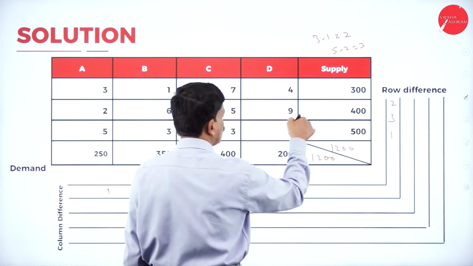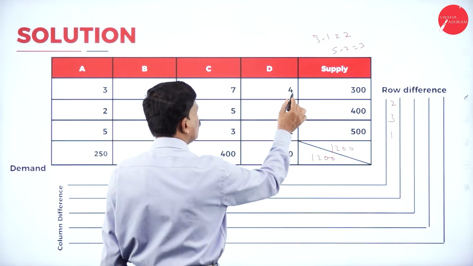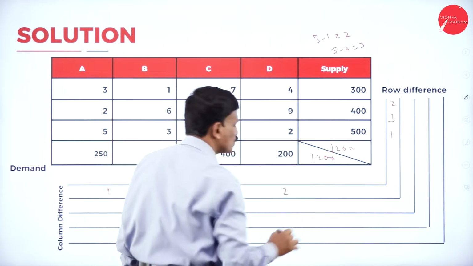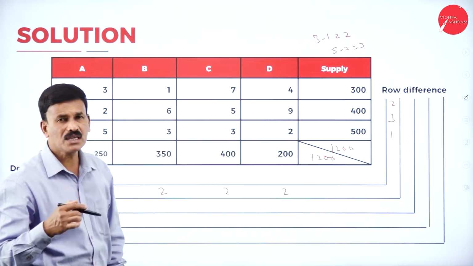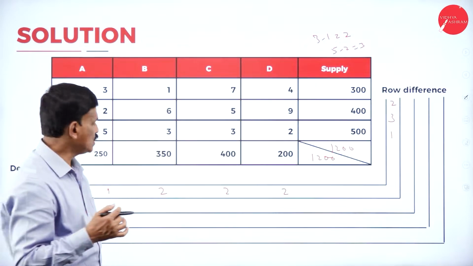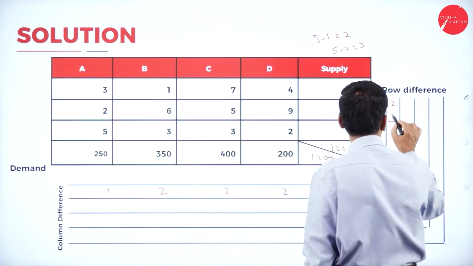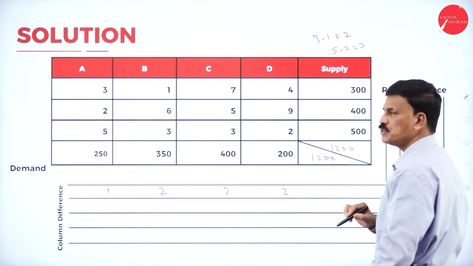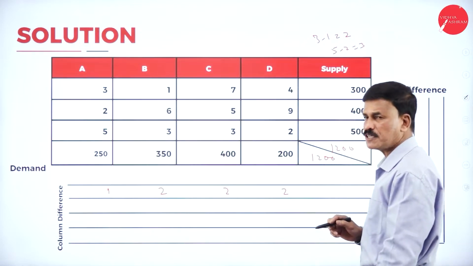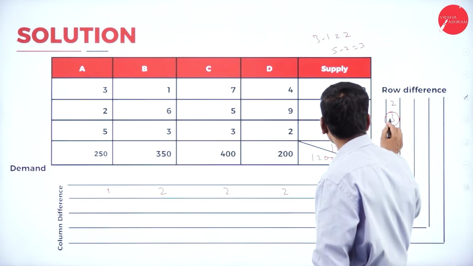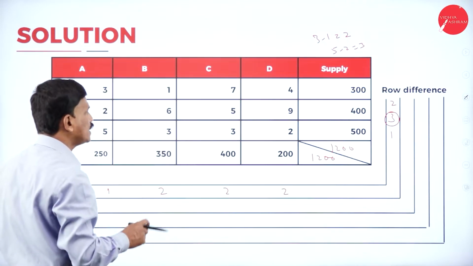And similarly, in the last column, the least element is 2 and the next least element is 4. 4 minus 2 is equal to 2. So these are called the penalties. Now, identify the maximum penalty here. Here 2, 2, 2, and here it is 3. So the maximum penalty is 3. Here 3 is the maximum penalty, corresponding to the second row. Now, corresponding to this second row, identify the supply and the demand.